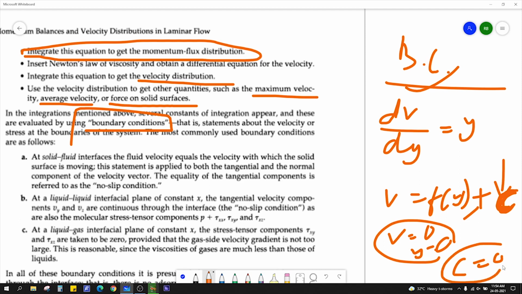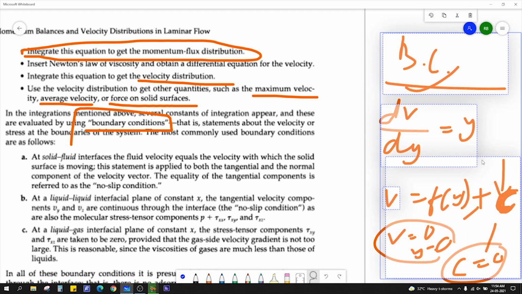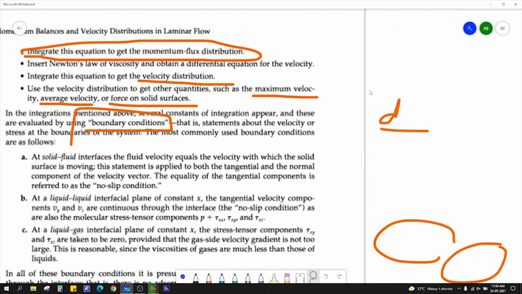So that is the integration constant, and you found it using the boundary condition, okay? Some of the boundary conditions will not be given in the problem. You have to assume them appropriately. For example, what will happen if we have a boundary condition at solid-fluid interfaces?